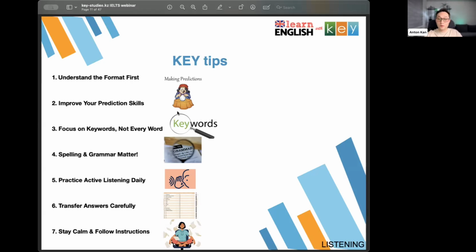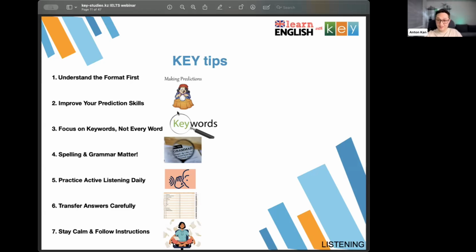When you transfer your answers, do it carefully. If you make any spelling mistakes, it means that your answer is incorrect. And also don't leave blanks. If you are not sure of the answer, just make an educated guess. There is no penalty for wrong answers here.